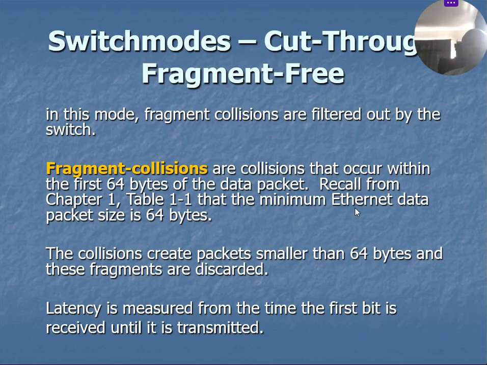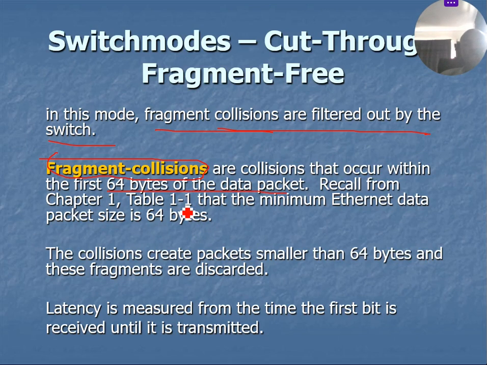Now let's take a look at the second one, which is the fragment free cut through. In this mode, the fragment collisions are filtered out by the switch. The switch will help to filter out any fragment collisions, because there could be one or two small collisions called fragment collisions. Let's take a look at what that implies. Fragment collisions are collisions that occur within the first 64 bytes of a data packet. You remember the layer 2 packet that we send is usually 64 bytes at minimum.